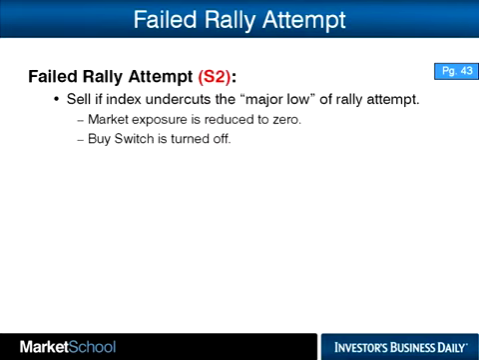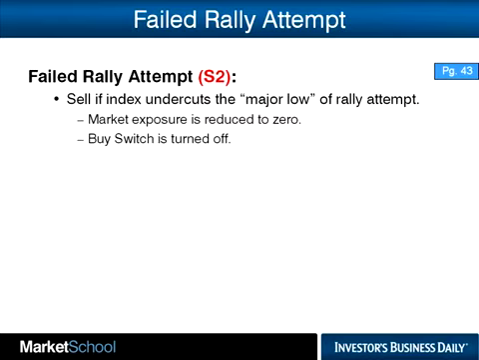Now S2, this is a big one. We're going to sell if the index undercuts the major low, like the 2002 low that we were talking about. A real bear market is a major low of a rally attempt. So the market exposure is reduced to 0 and the buy switch is turned off. This is a really major rule, and it basically says that once you've undercut that low, you go out of the market because you don't know how much lower it's going to get.